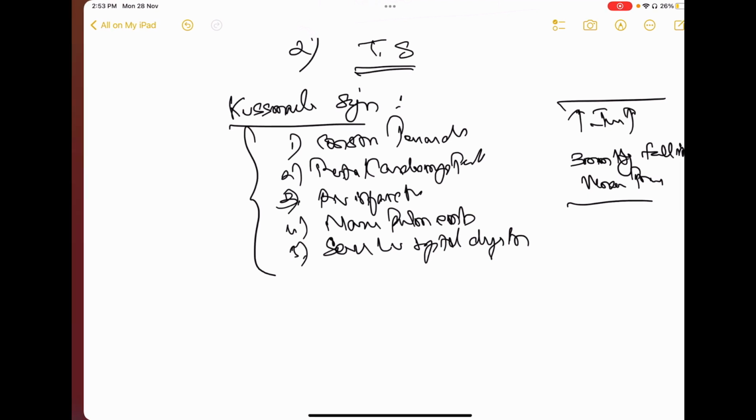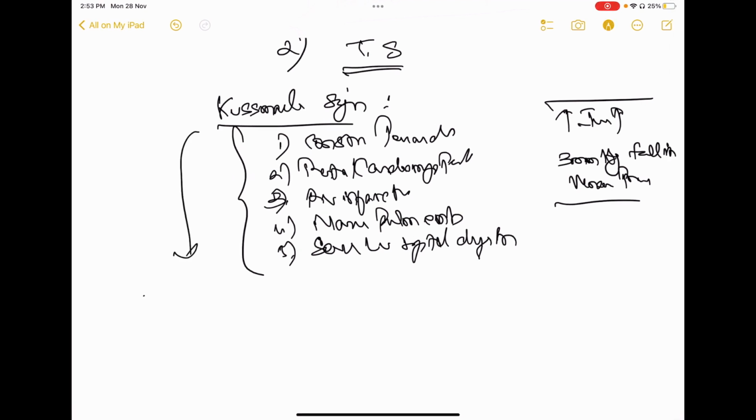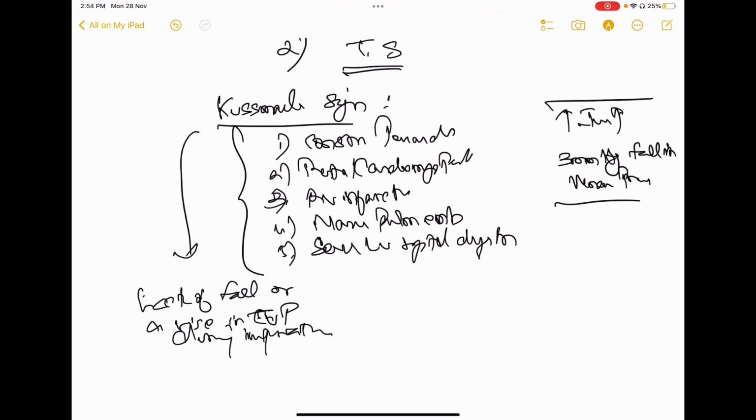Now, Kussmaul sign is defined as a lack of fall or a rise in the JVP during inspiration. So during inspiration, there is supposed to be a 3 millimeter of mercury fall in the venous pressure, but Kussmaul sign is defined as a lack of fall or a rise in JVP during inspiration. It is found in these 5 conditions that I have mentioned.